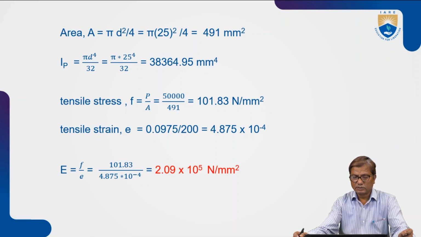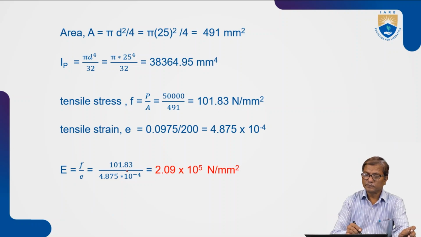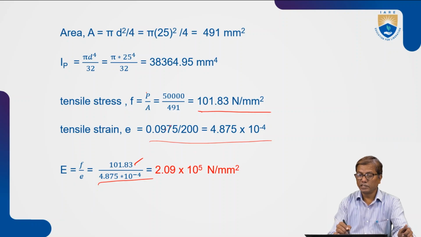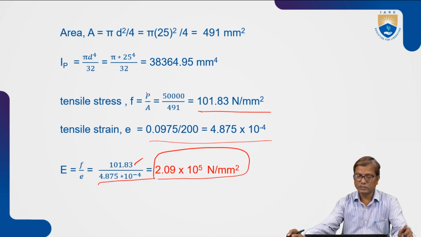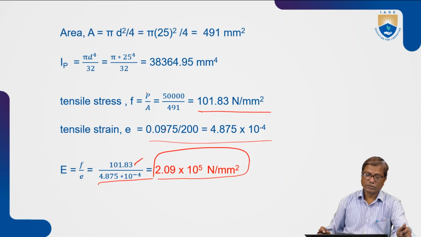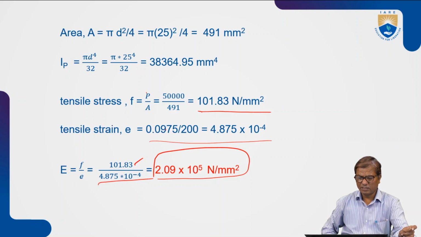So what is the Young's modulus here? The stress, P by A, is given as 101.83 Newton per mm square, and strain is delta L by L. So Young's modulus is 2.09 into 10 power 5 Newton per mm square. So Young's modulus is obtained.